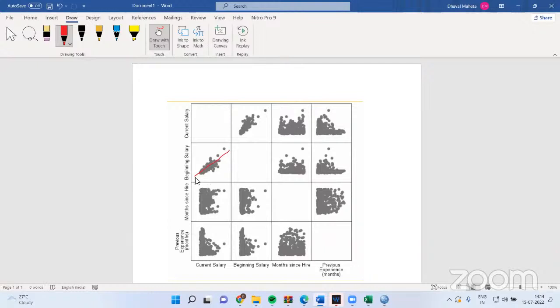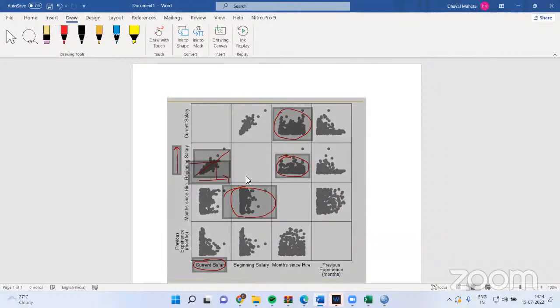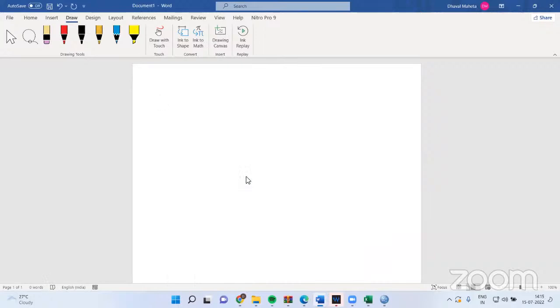With the increase in beginning salary, my current salary is also increasing. See, so there is some relationship. It's a positive correlation. Here, there is no such strong correlation existing. Now, we have to run the formal test to determine whether the relation is significant or not.